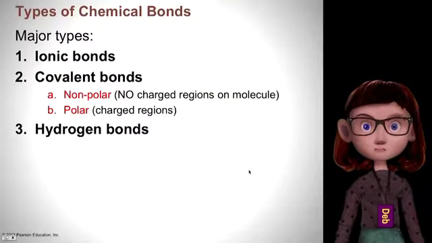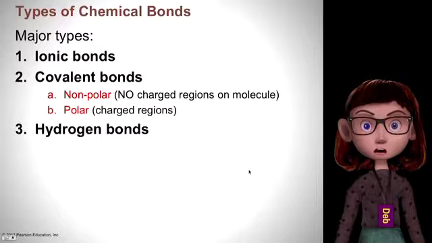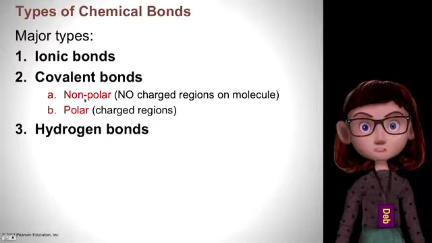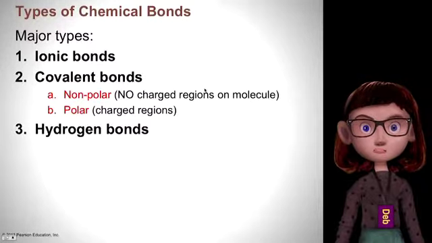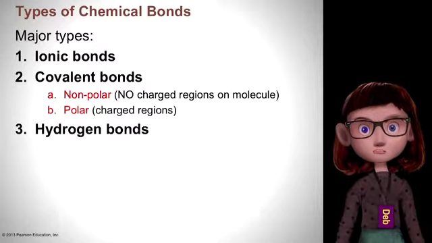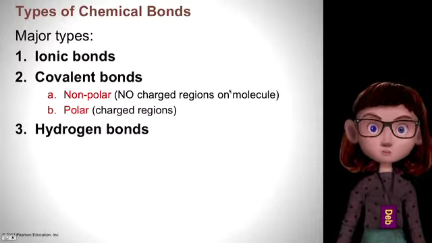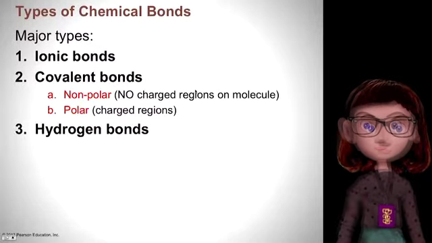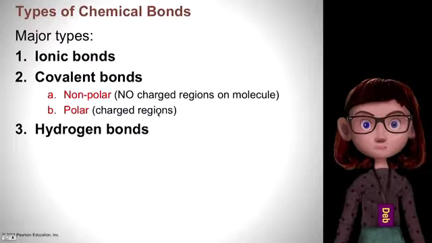So let's go talk about the types of chemical bonds. One, ionic bond. Two, covalent bonds. This is actually a category because there are two types of covalent bonds. Nonpolar covalent bonds, which have no charged regions. Remember, different charges on a molecule would make opposite poles, like a positive side and a negative side. So nonpolar covalent bonds result in a molecule that has no charged regions on it. A polar covalent bond, that molecule will actually have charged regions.